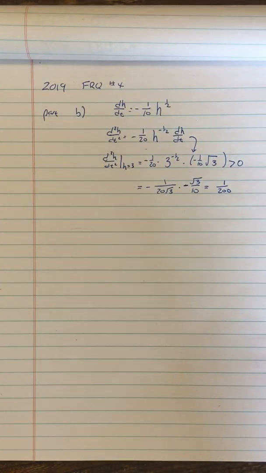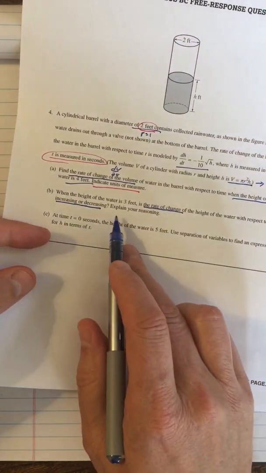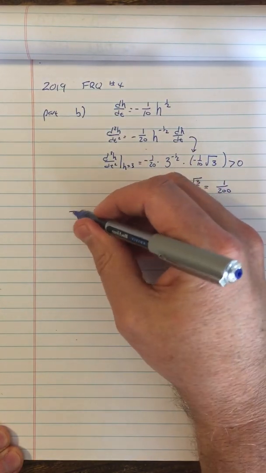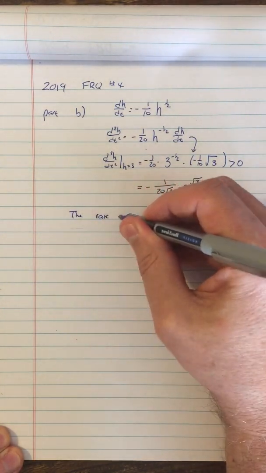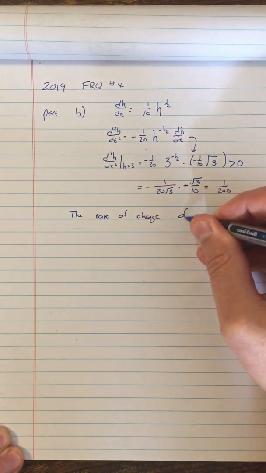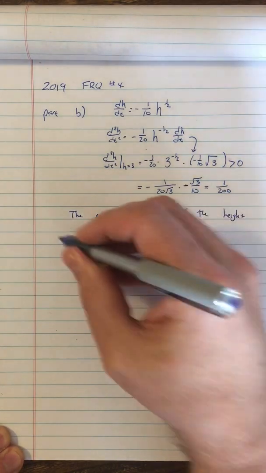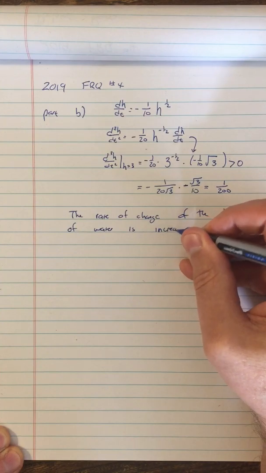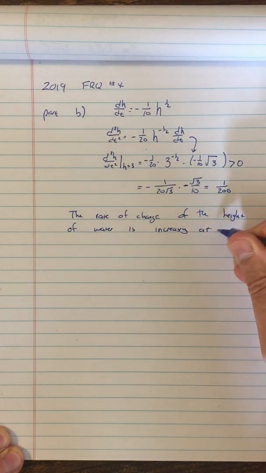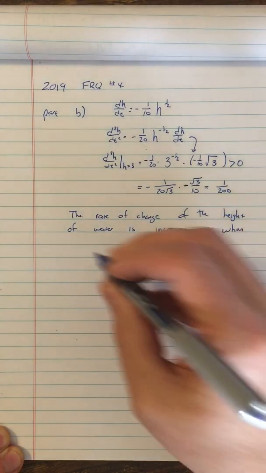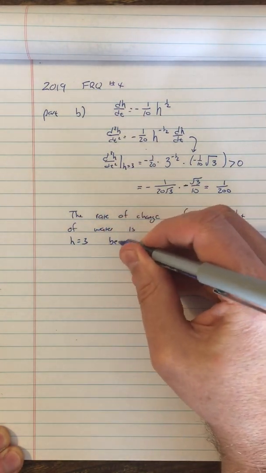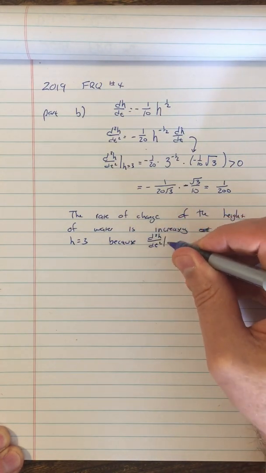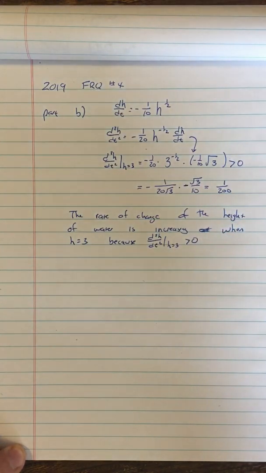Since it says explain your reasoning, we need to answer the question and explain our reasoning. So, the rate of change of the height of water is increasing at, let's say, because we don't have a time, when h equals 3, because d squared h dt squared evaluated at h equals 3 is positive. And that's all we need to say.